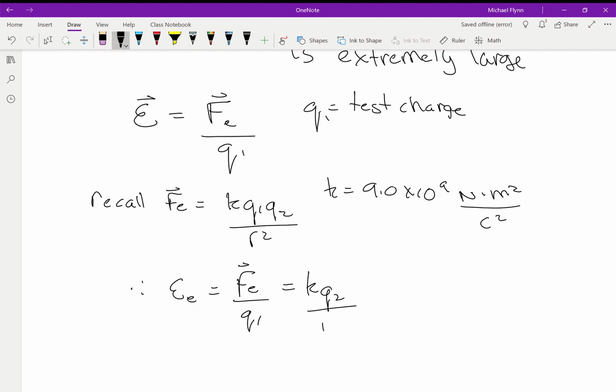KQ2 over R squared. Okay, so now this is a formula in your textbook. And what it's useful for is determining the field intensity around some charge. The charge that they give you in the problem is always Q2. The test charge is basically a 1 coulomb positive test charge.